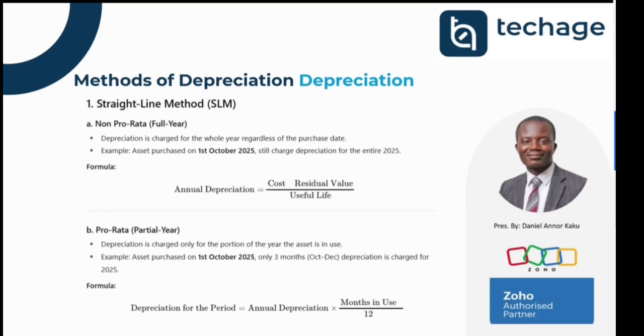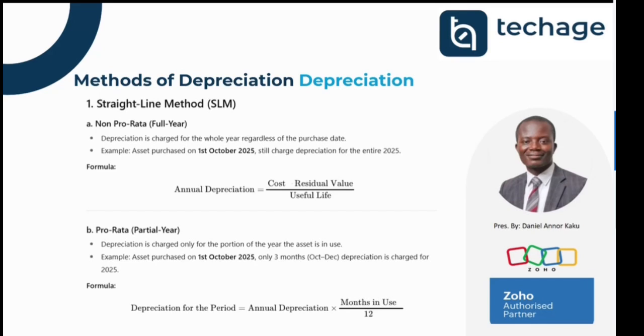That's non-pro rata. So you consistently charge the same amount, irrespective of the month, irrespective of how many months the asset was used. Now, the pro rata says that if the asset was used for, say, 6 months, you would charge depreciation for the 6 months in that particular year. You wouldn't charge depreciation for the full year. That's the difference between pro rata and non-pro rata. Irrespective of the method you are choosing, you can still apply the pro rata and the non-pro rata.